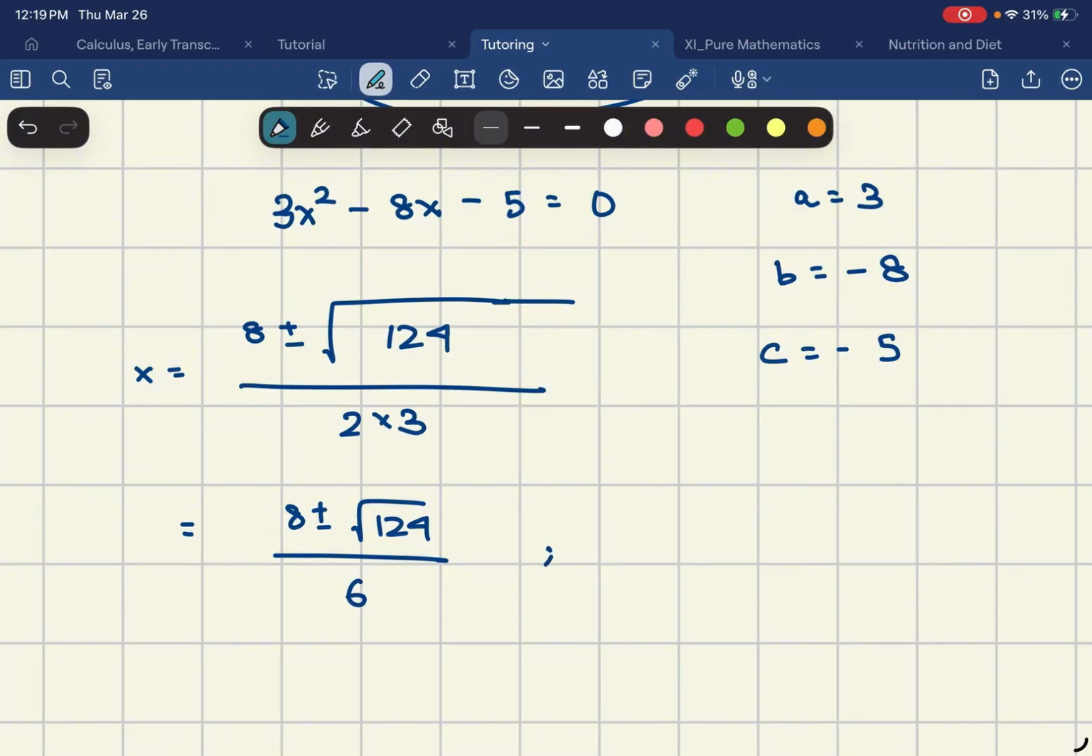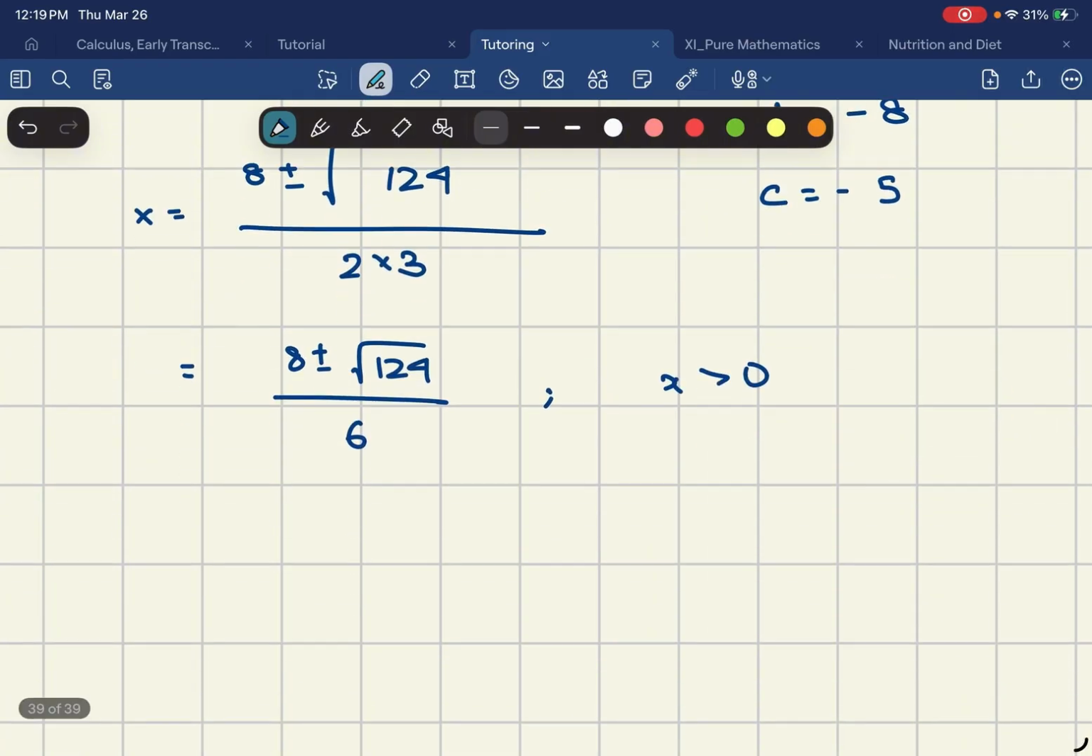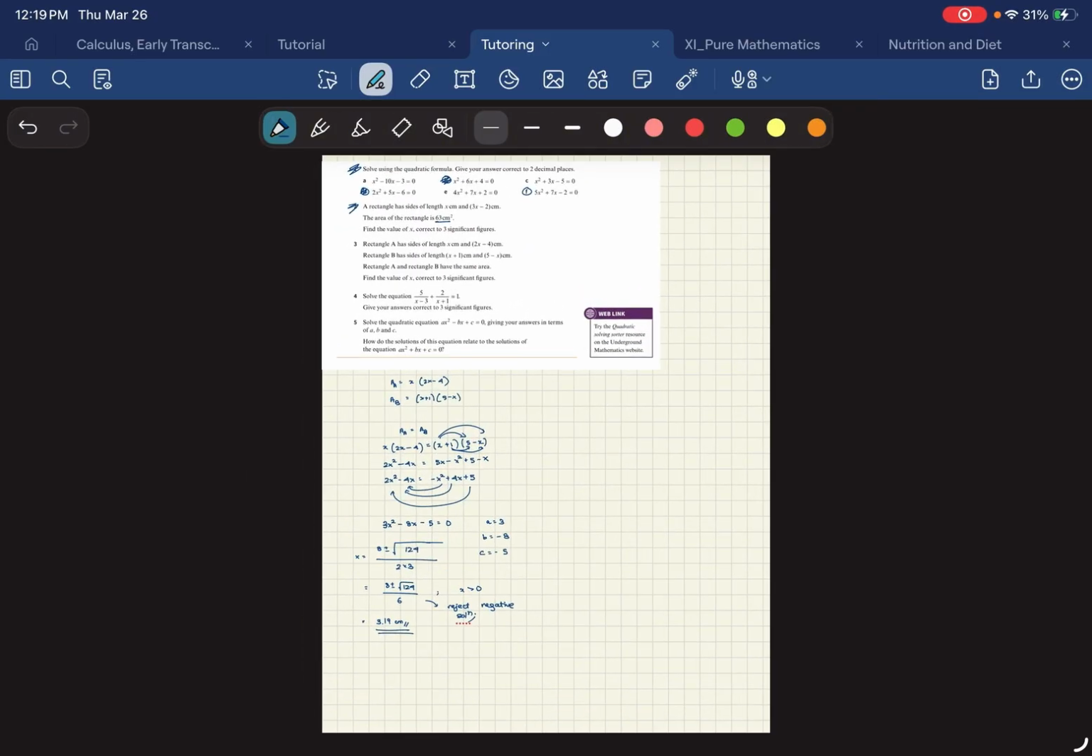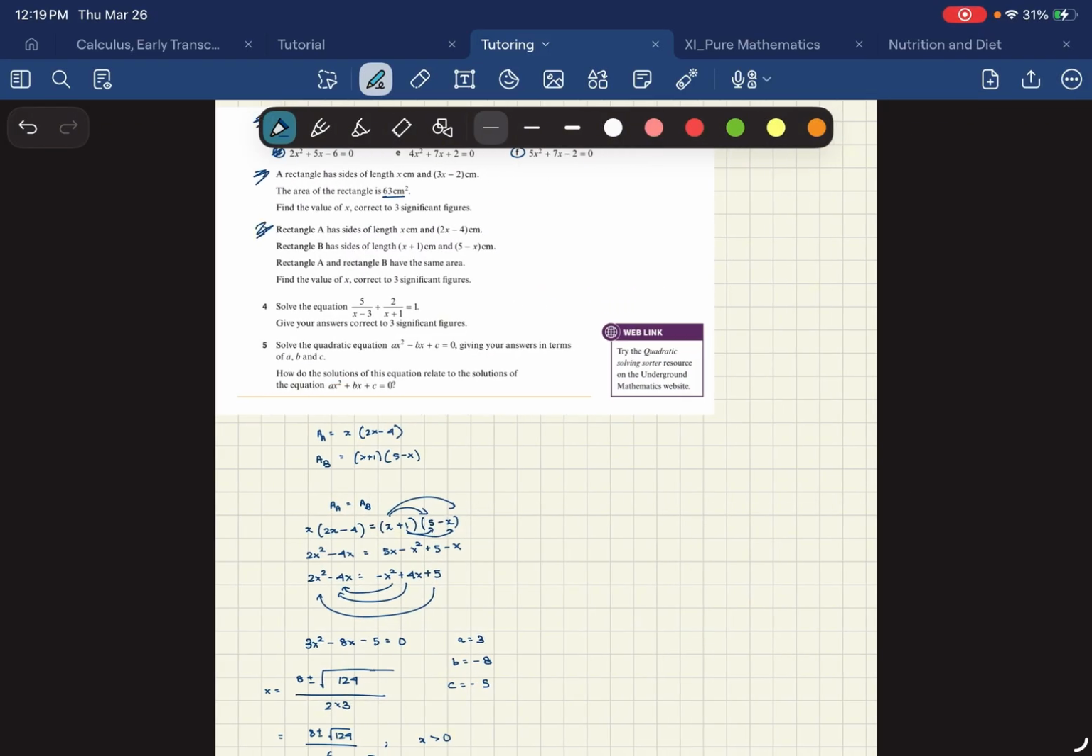So again, x has to be positive, greater than 0. So I just take the positive term, 8 plus the square root of 124, divided by 6. So that gives me 3.19 centimeters. So you reject the negative solution because we are talking about lengths and areas. And 3.19 should be your answer. All right.